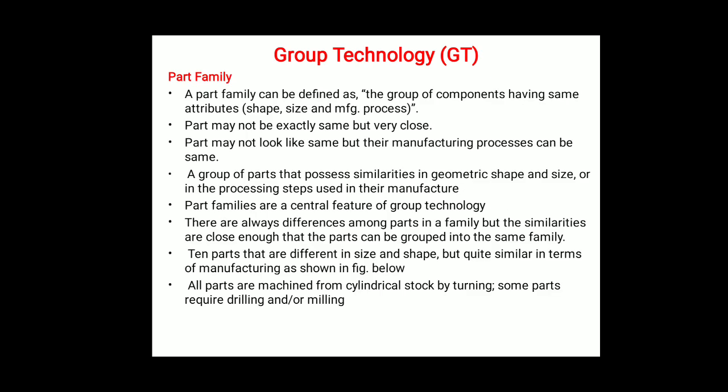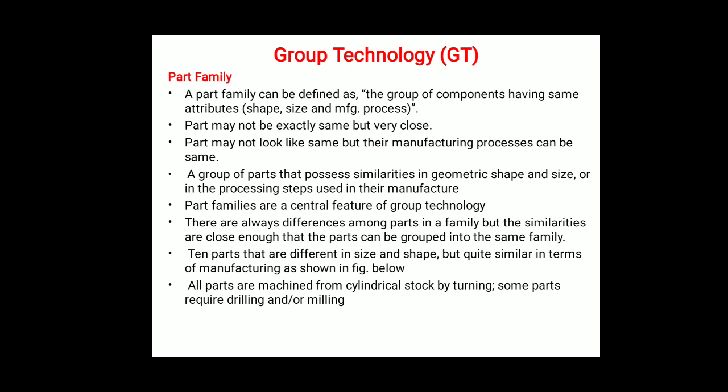So we will see the next part, that is part family. A part family can be defined as a group of components having the same attributes like shape, size and manufacturing process. Parts may not be exactly the same but very close. Parts may not look the same but their manufacturing process can be the same. A group of parts that possesses similarity in shape, size and process in their manufacture. A part family is a central feature of group technology.